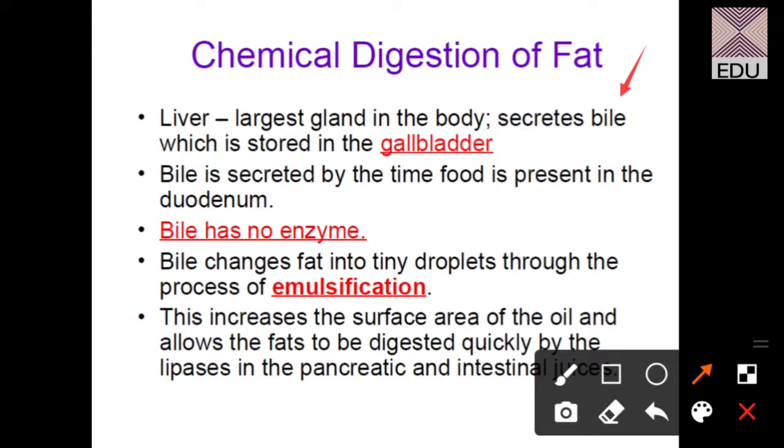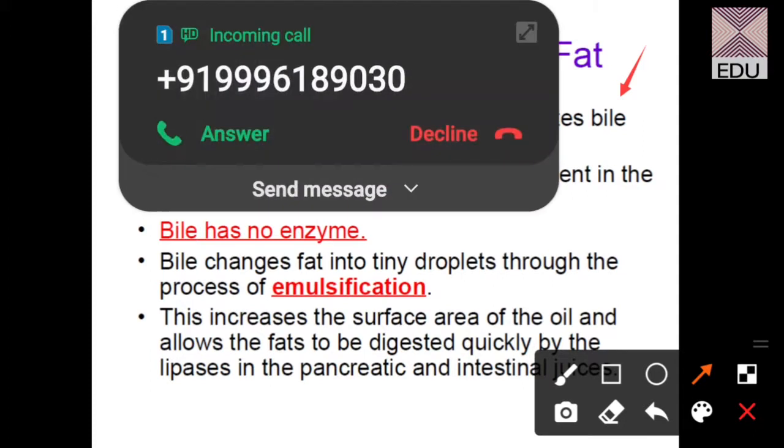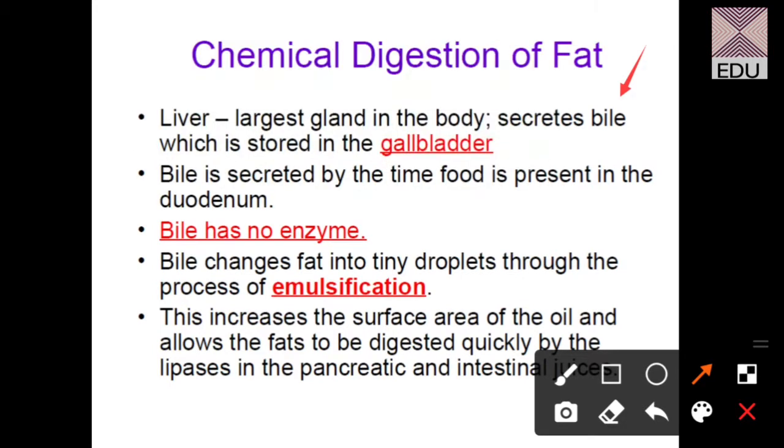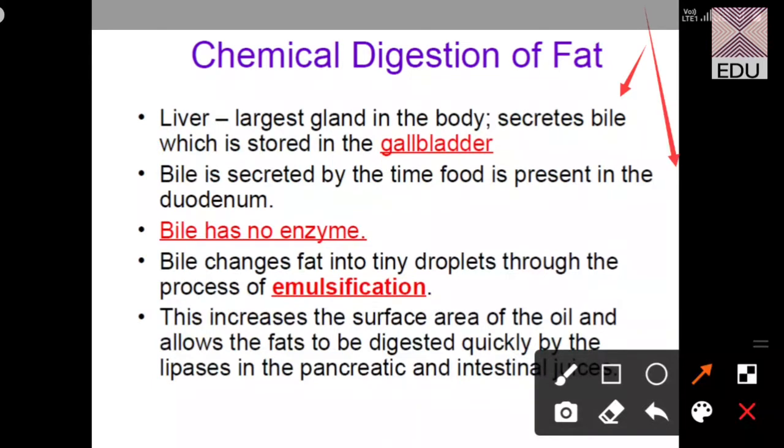So bile is secreted by the time the food is present in the duodenum. So that means the presence of the food in the duodenum will trigger the secretion of the bile from the gallbladder, or we can say that the presence of the food in the duodenum will trigger the contractions of the gallbladder.